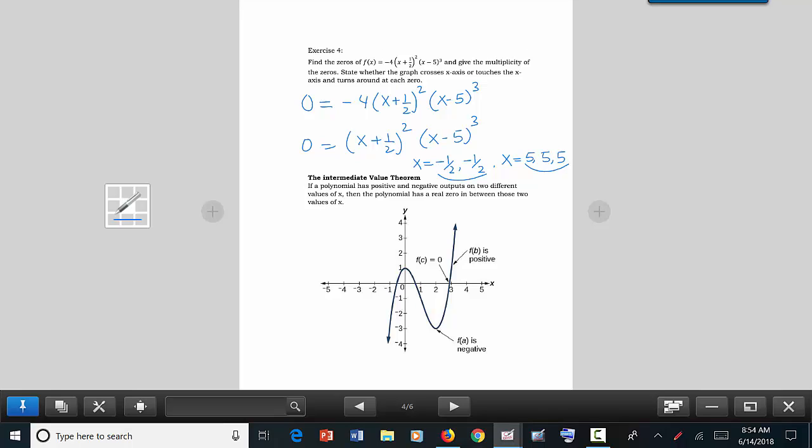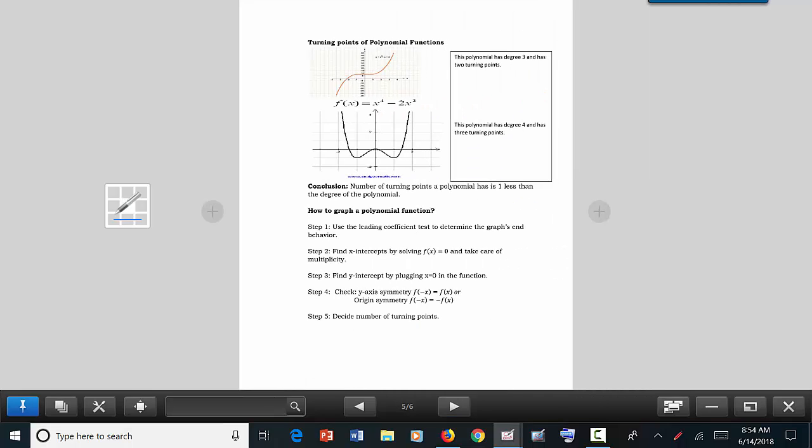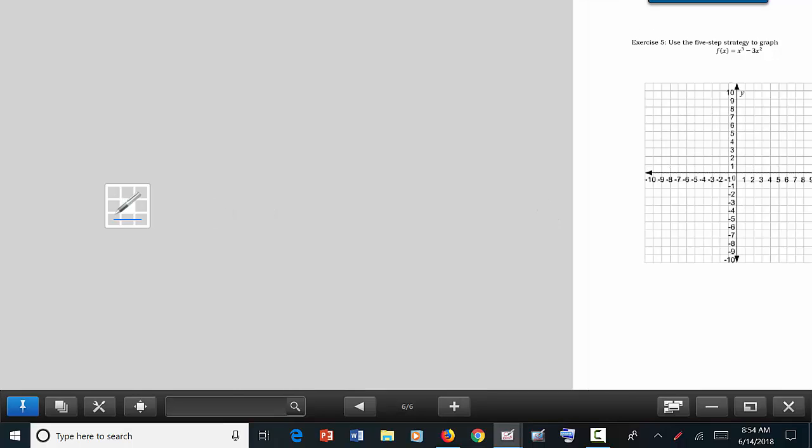Now what we learn, if it is an odd number of times, then it crosses the x-axis. If it is an even number of times, it turns and turns around. That is the property of multiplicity. Here is the process of how to graph a polynomial function. I want you guys to go over this.